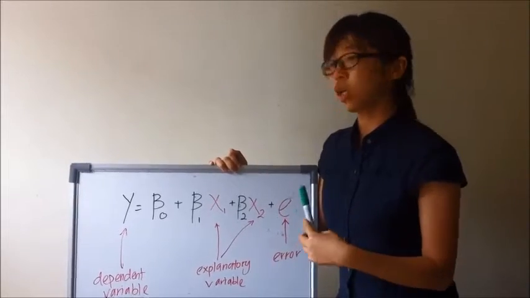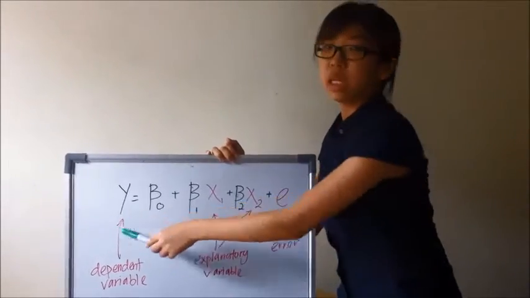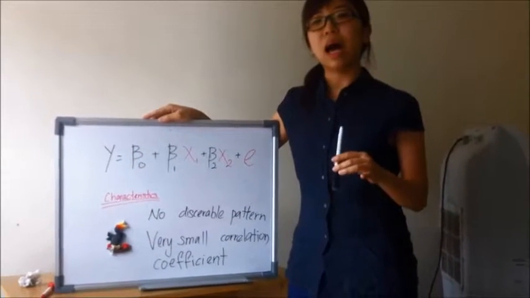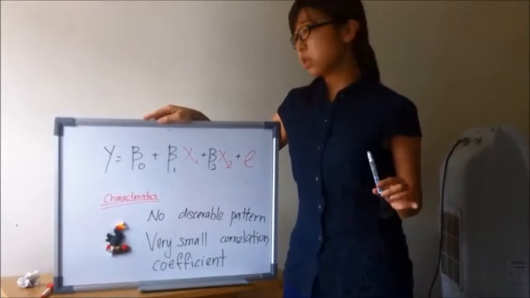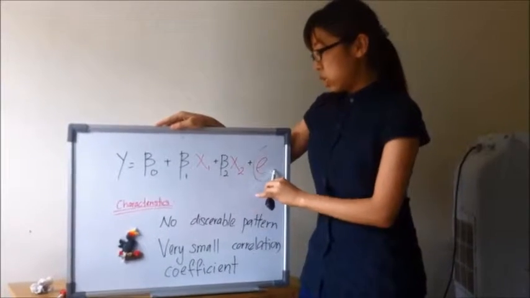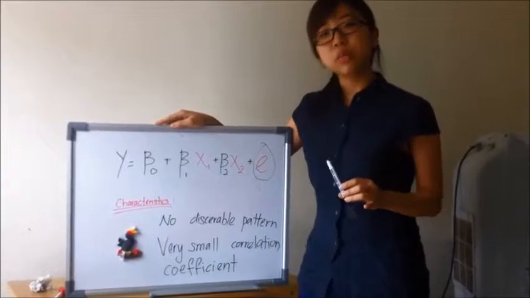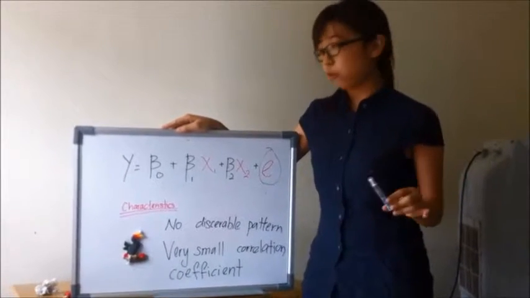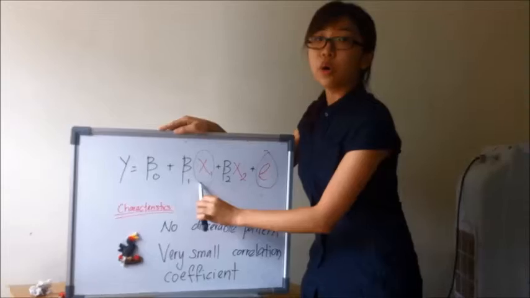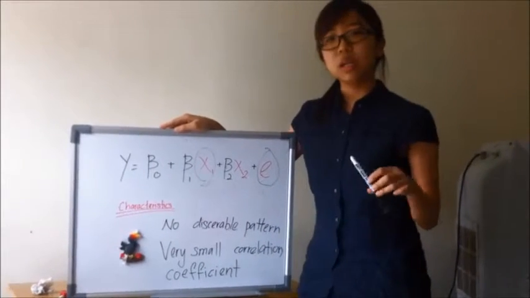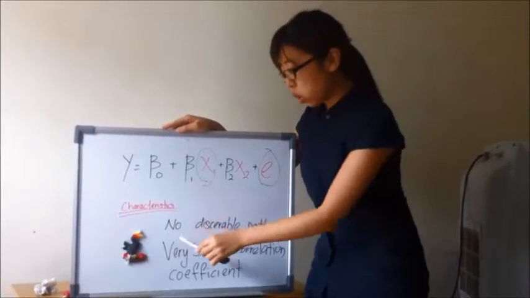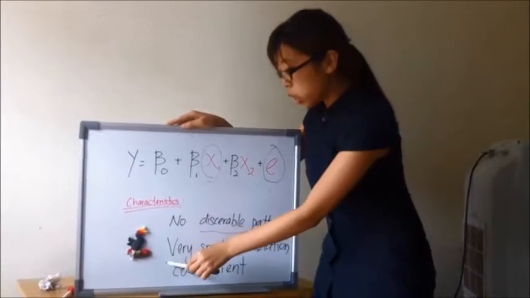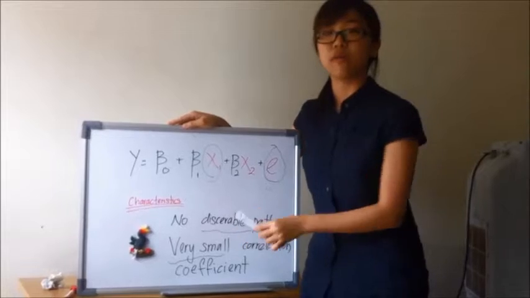So the equation will be estimated in this form with the assumption that all explanatory variables are uncorrelated with the error term. This means that the error term is unlikely to be larger or smaller, or negative or positive, when the explanatory variable is larger or smaller. This also means there are no discernible patterns in the graph and a very small correlation coefficient.